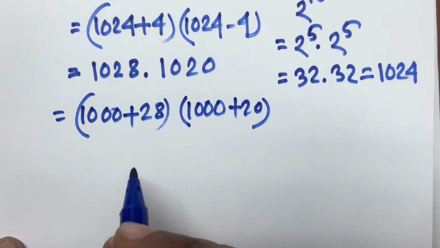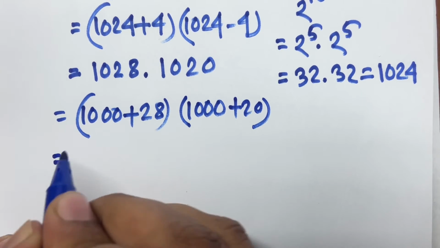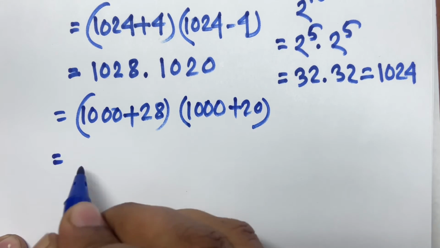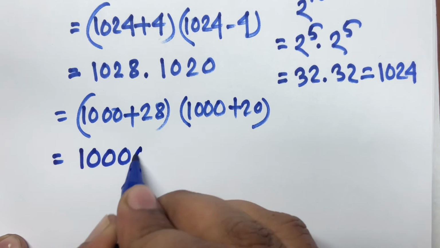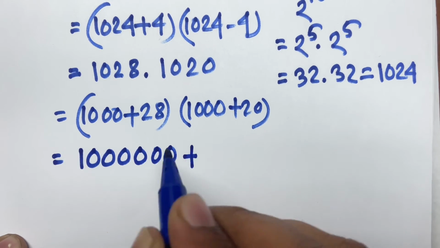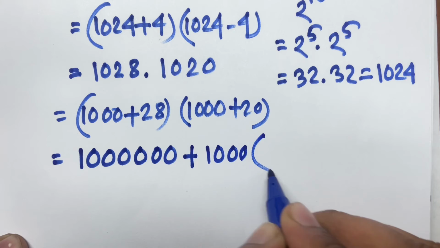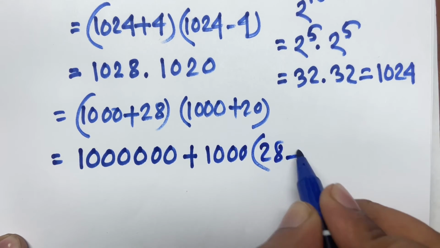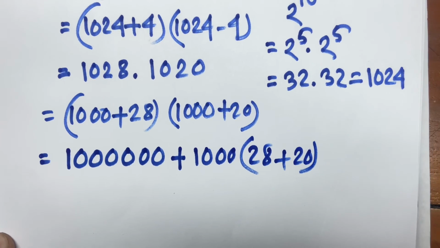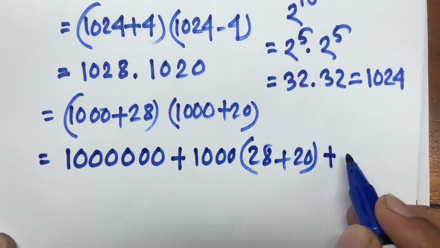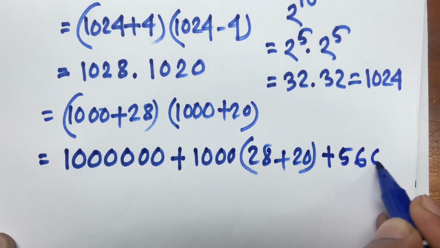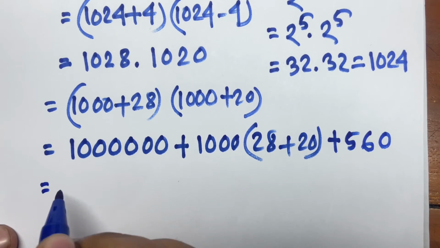Now if I multiply, this time I can say easily here is 1000 times 1000 equal to 1000000. Here is 1000 times 28 plus 20, and 28 times 20 equal to 560.